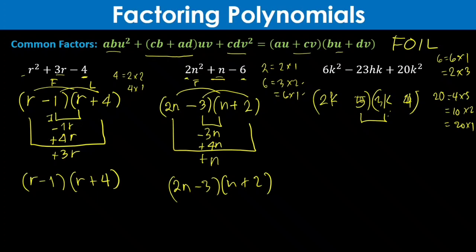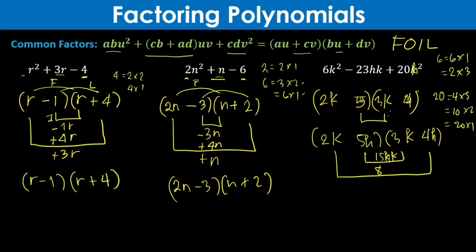Okay, sorry, we have the k squared here. I will write it properly. I have 2k, then 5h. Sorry, this is h. 5h, then 3k, 4h. Okay, so the first is 6k squared, and the third term is 20h squared. Let's go to the inner. That is 15hk, and then the outer, that is 8hk.